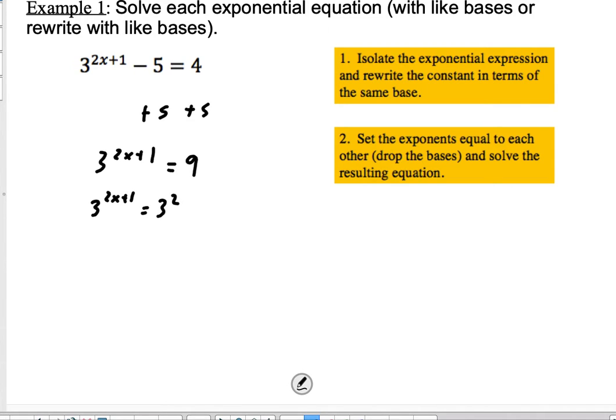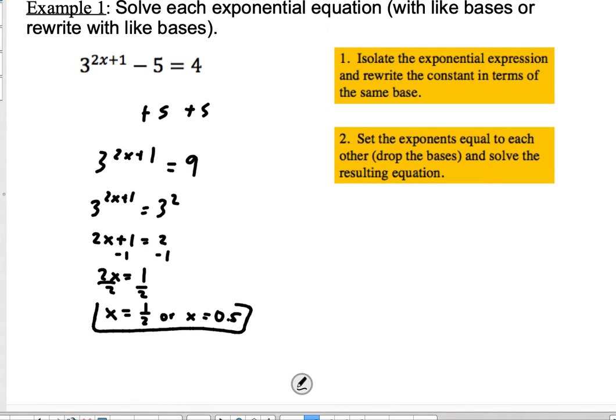So that is all in part 1. Now part 2 says set the exponents equal to each other because you've got the same bases. So we get 2x plus 1 equals 2. I can go ahead and subtract 1 from both sides. We get 2x equals 1. Divide by 2. x equals 1/2. Or if you prefer a decimal, x equals 0.5.